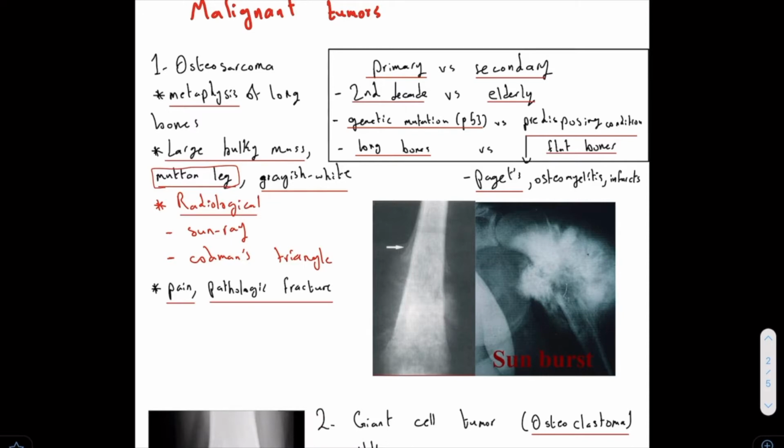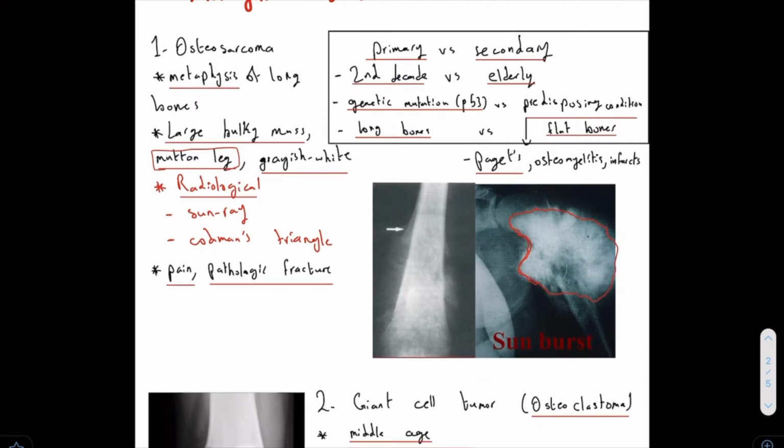Osteosarcoma is described like this large bulky mass, mutton leg, grayish white, okay? And in the radiology, this is the most important thing. You're going to find two different findings. First of all, you have the sunburst appearance. So as you can see here, it kind of looks like a mass of destroyed bone basically. And the other one is Codman's triangle, which you see here.